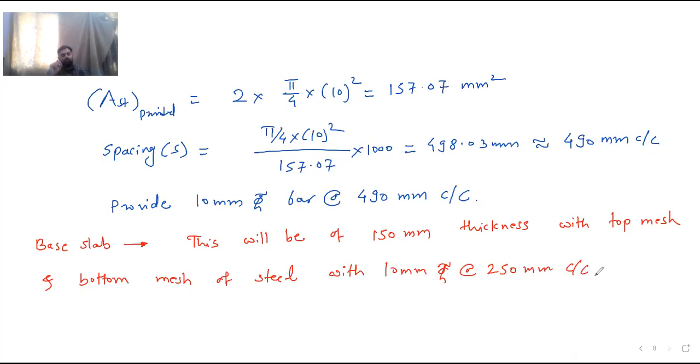So in the exam also, the base slab design is excluded. Even in the offline examination, the design of the base slab is excluded. It is not asked to design the base slab, because some higher concepts are required over there. So this is the standard thing which we always provide, 10 mm bar about 250 mm center to center.